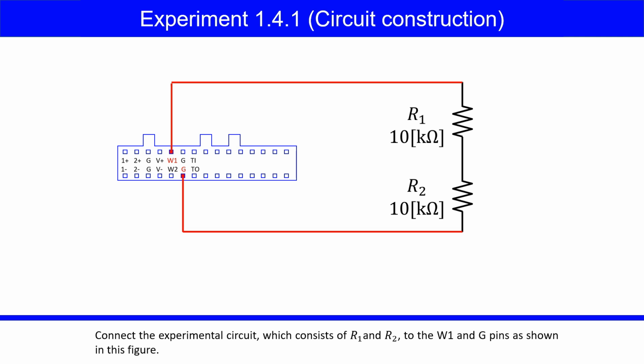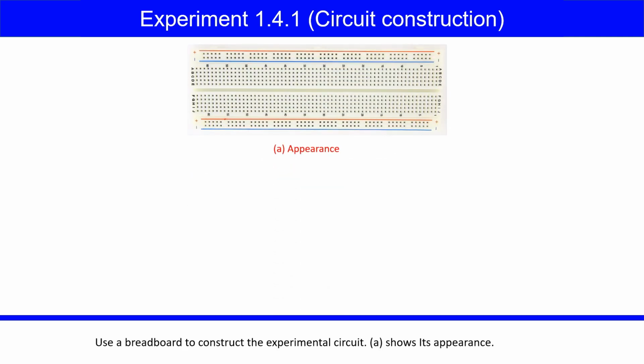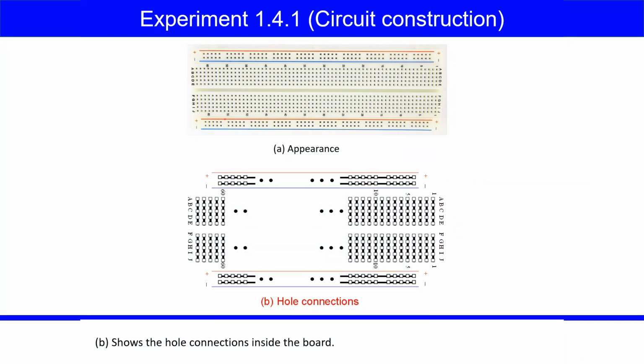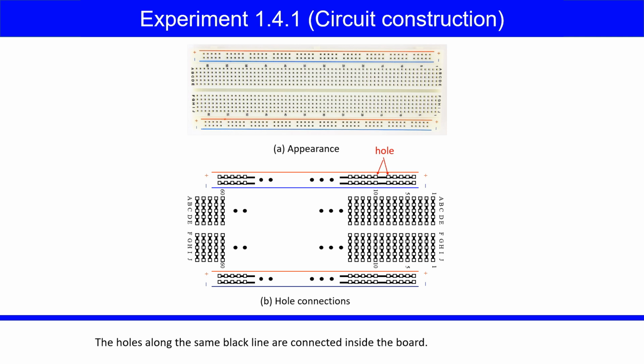Connect the experimental circuit, which consists of R1 and R2, to the W1 and G pins as shown in this figure. Use a breadboard to construct the experimental circuit. A shows its appearance. B shows the hole connections inside the board. The squares represent holes. Electrical leads of electric components can be inserted into these holes. The holes along the same black line are connected inside the board.